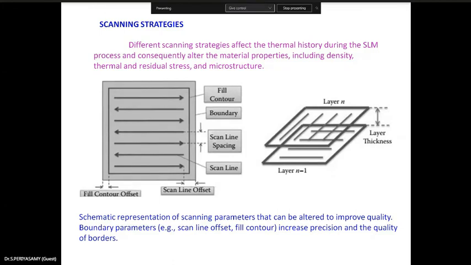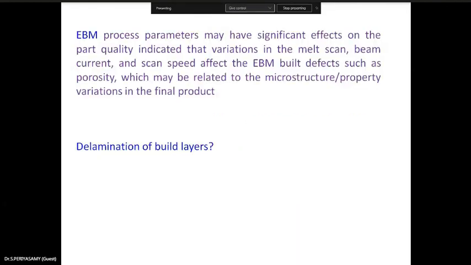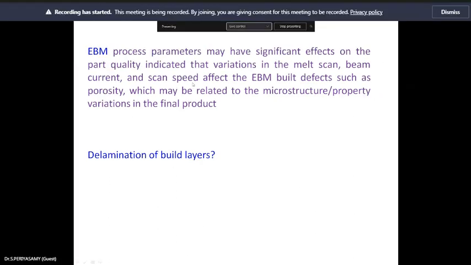So whatever the energy density you have, you have to consider it here. The energy density is joules per volume. In the previous case we showed the energy density. Those are the parameters you have to consider. So this is now a schematic representation of the balling phenomenon.